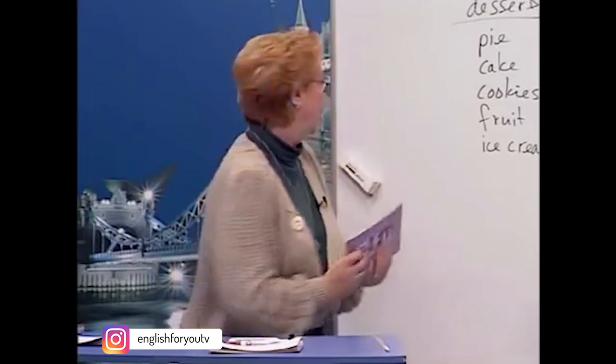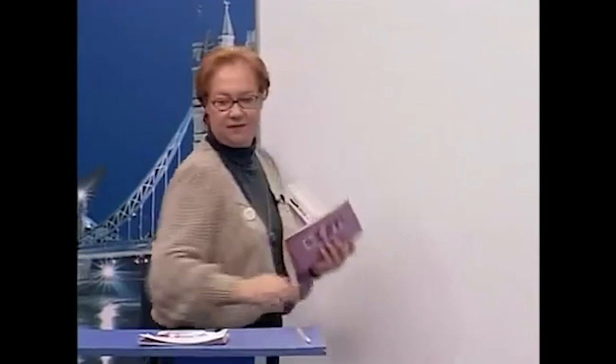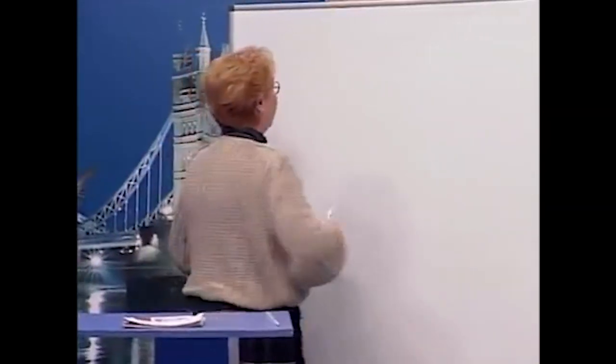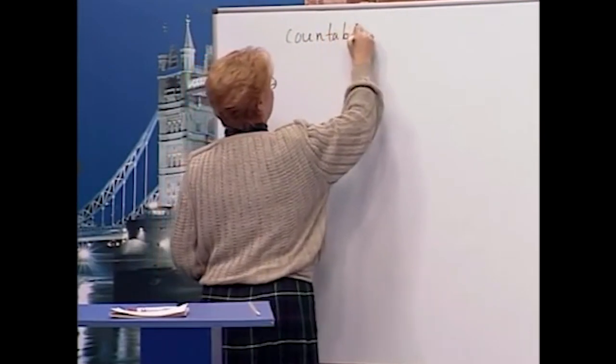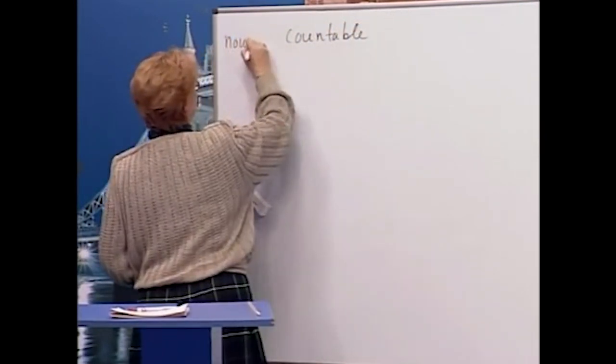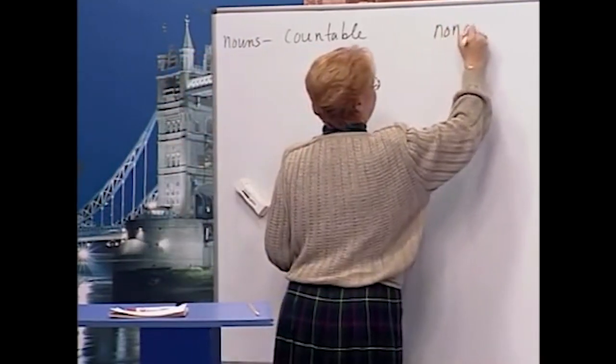Now, we're going to talk about two groups of nouns. Here we go. This is important for English. There are two groups of nouns. There are countable, let's write nouns here, and non-countable.